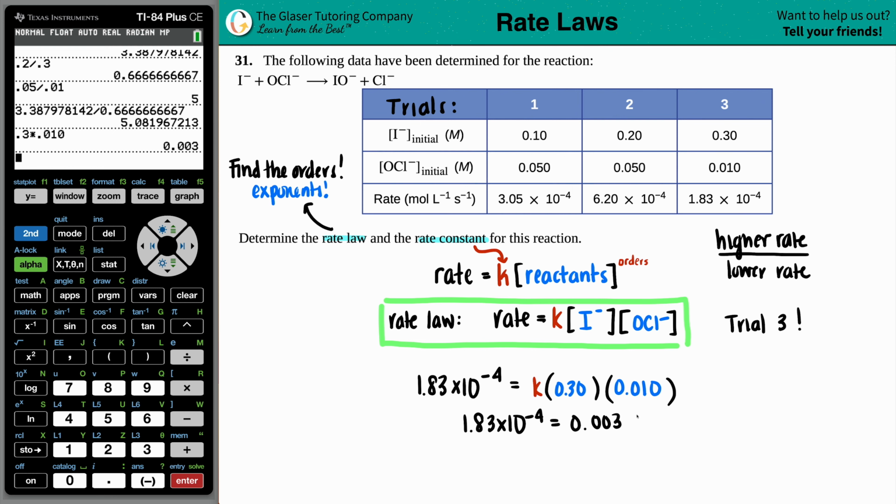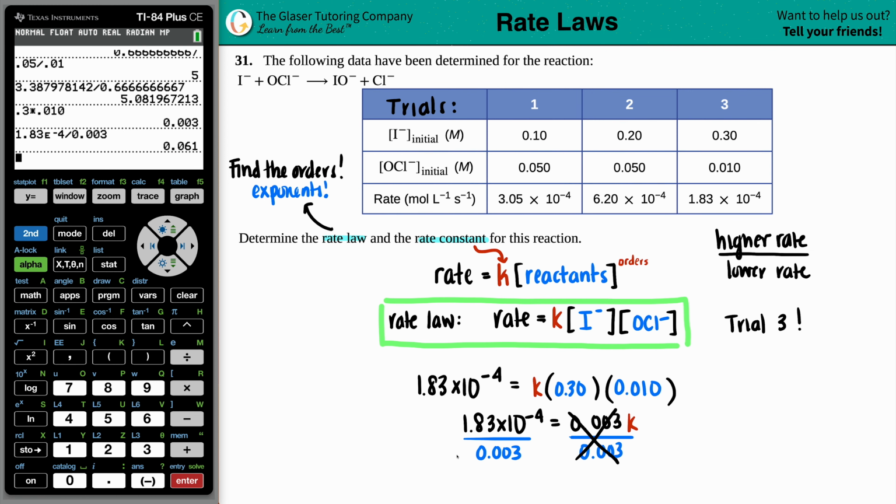0.003, and that's times by k. And then just solve for k, divide on both sides by the 0.003, and cross that out. And now I'm going to take the 1.83 times 10 to the negative fourth and divide it by this value. And there you go. 2 sig figs. Love it. So we're going to say k equals 0.061.